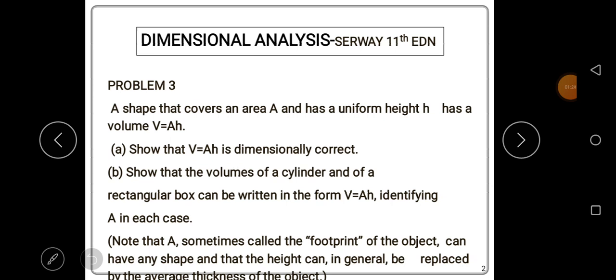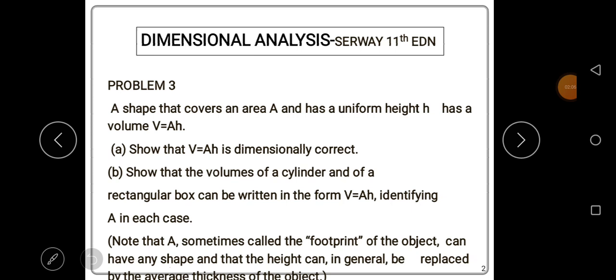Then B, show that the volumes of the cylinder and of a rectangular block can be written in the form of V is equal to AH, identifying A in each case. Note that A, sometimes called footprint of the object, can have any shape, and that the height can, in general, be replaced by the average thickness of the object. So this is just a hint. So let's see how we can do this question.